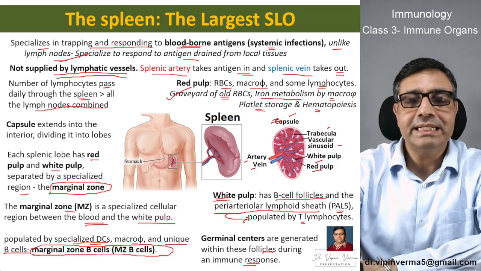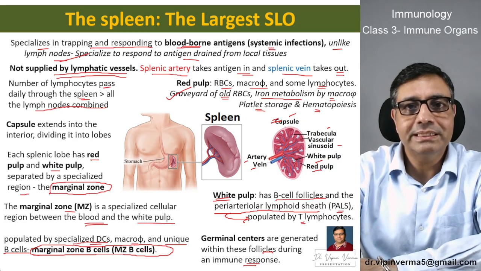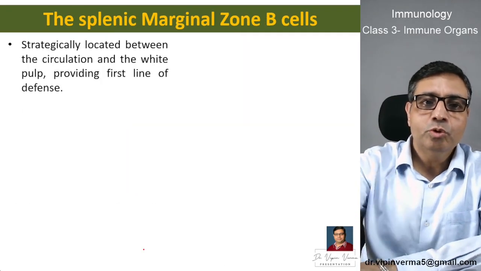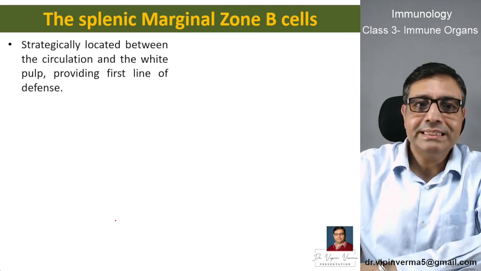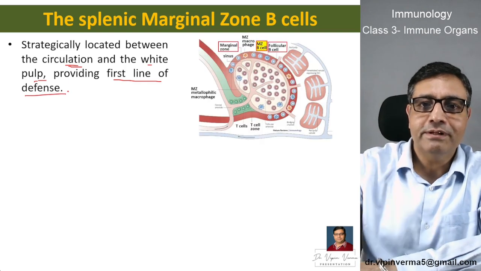These MZB cells are slightly different from the regular B cells, so let us see how these are different. These marginal zone B cells are strategically located between the circulation and the white pulp, providing the first line of defense.